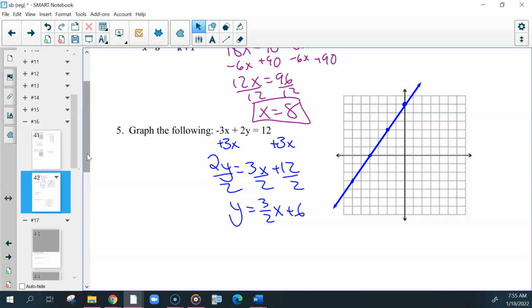Your y-intercept is 6, so you should start there. In this case, we can't go up 3 and to the right 2, but we can go down 3 and to the left 2, and that would still give us the same slope. So go down 3, left 2 as many times as possible, and then connect all of your dots.